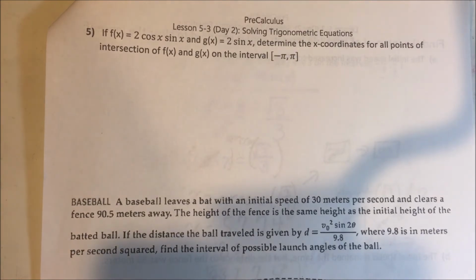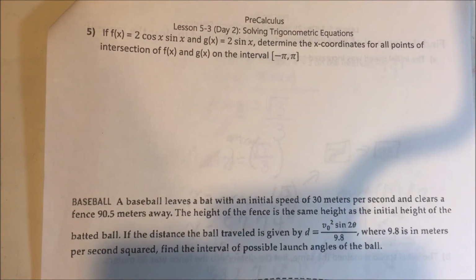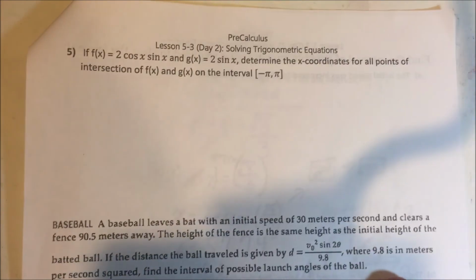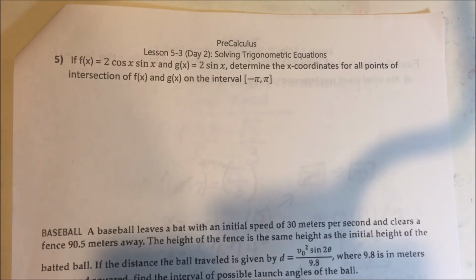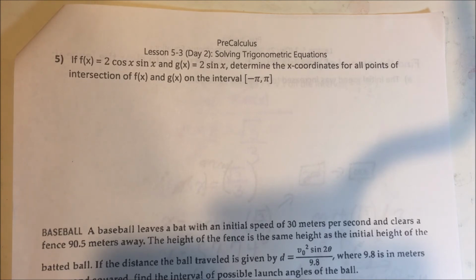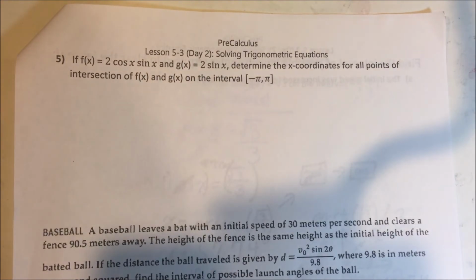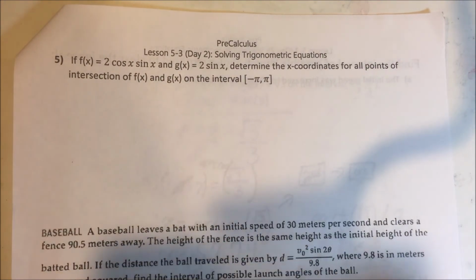So now we're going to do another type of word problem. If f of x is equal to 2 cosine of x sine of x, and g of x is equal to 2 sine of x, determine the x coordinates for all points of intersection of f of x and g of x on the interval negative pi to positive pi. So we are given two functions here, and we're asked to find the x coordinates of all points of intersection. What in the world does that mean?